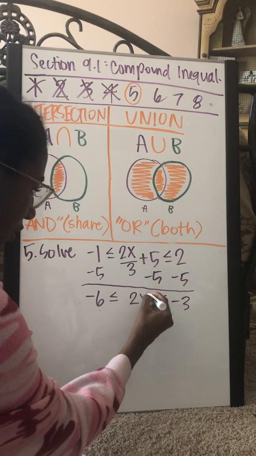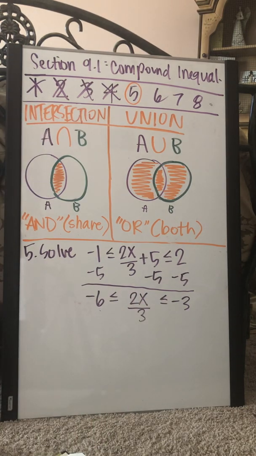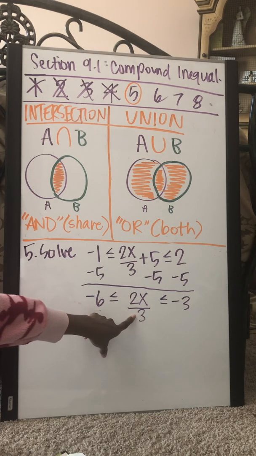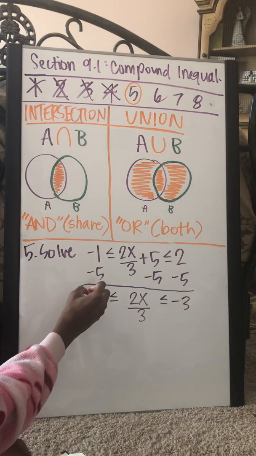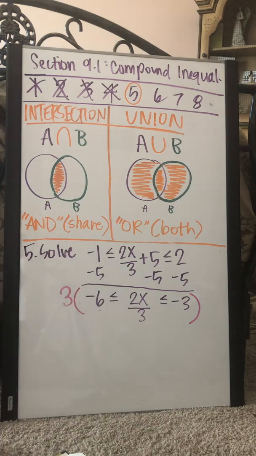I think it would be easier to work it the other way. If you're comfortable with dividing by a fraction, you can do that, but I'm going to stick with working this way, okay? So again, our goal is to get the x by itself. We have this divided by 3, which means we need to take each part and multiply it by 3. So I'm just going to take the whole thing and put a 3 on the outside, okay?